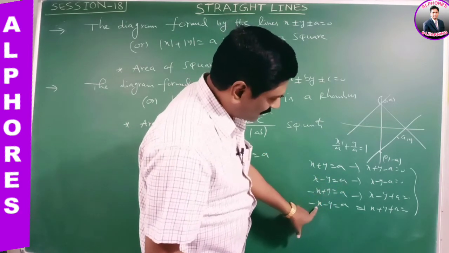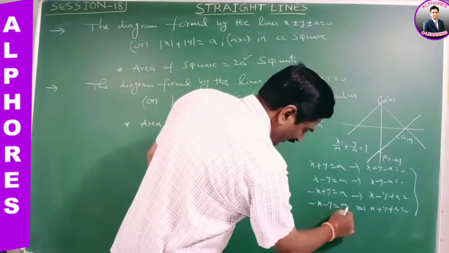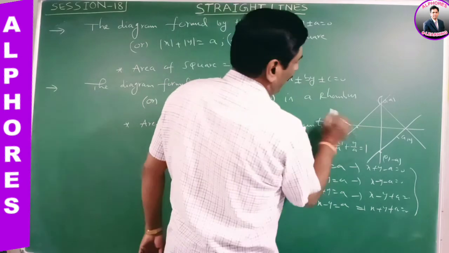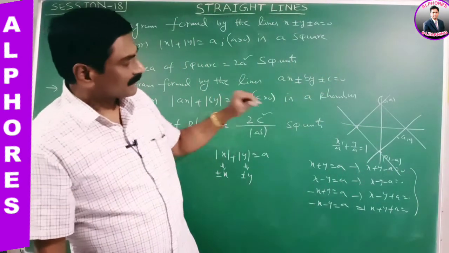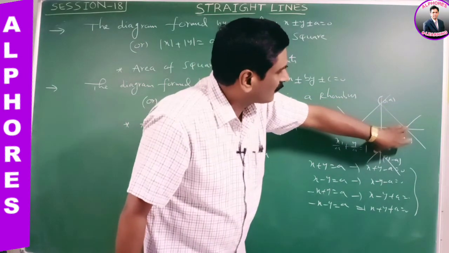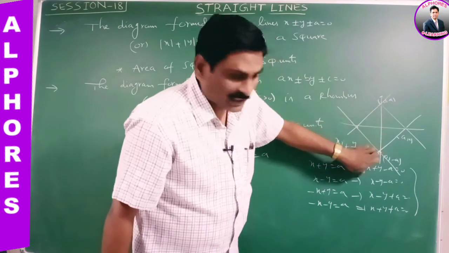Next, minus x minus y is equal to a. Here, what is the intercept? That means x-intercept is minus a, y-intercept is 0 comma minus a. It is the diagram. Please observe these values. The distance between these two values is root 2a. The distance between these values is root 2a. All these sides are equal.